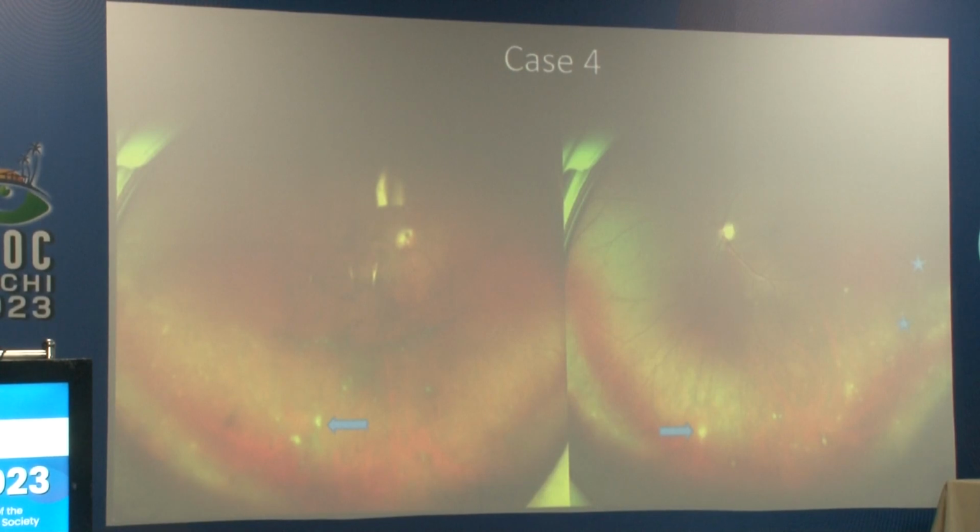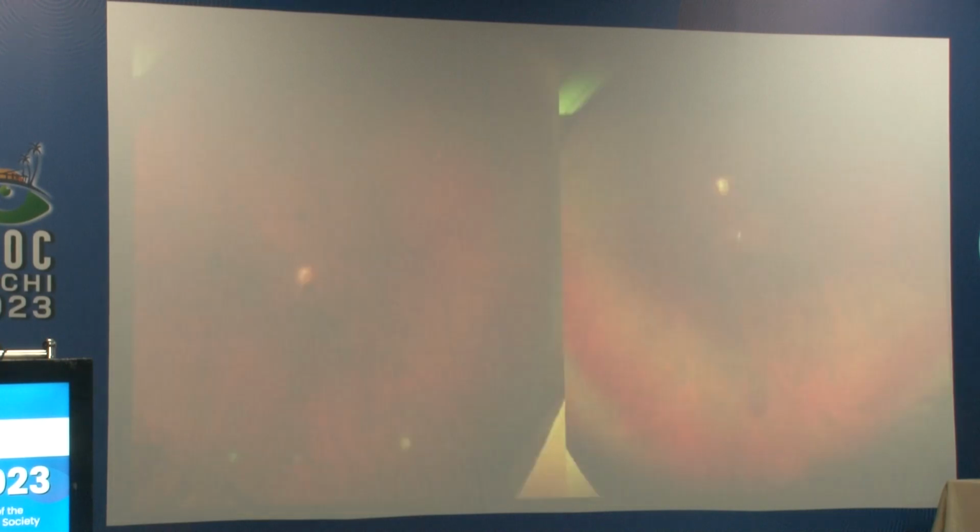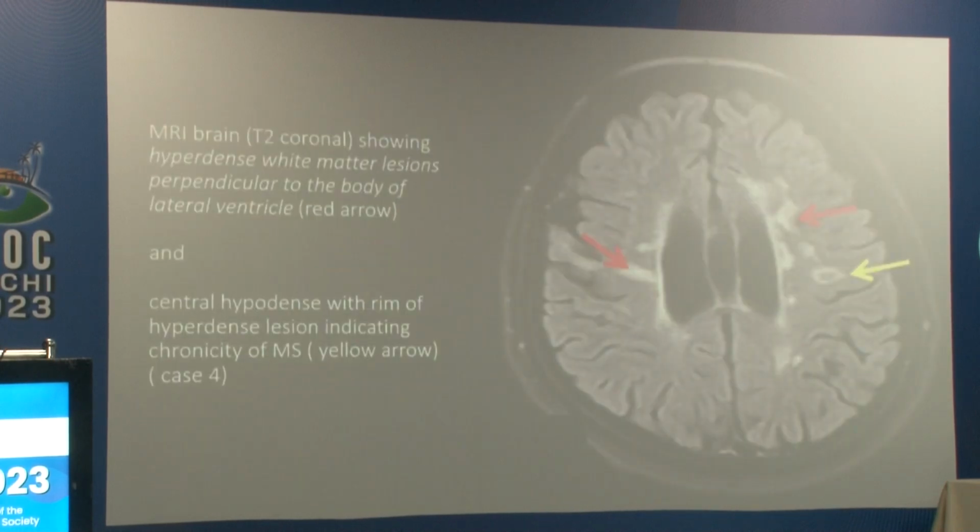This was a peripheral picture with snowballs, and these stars showing pars periphlebitis, and this periphlebitis is known to be a marker for aggressive disease and protracted illness. Post-treatment, all this periphlebitis disappears and the snowballs also decrease in number. These are representative MRI brain images with T2 hyperintense characteristic lesions perpendicular to the body of the lateral ventricle.